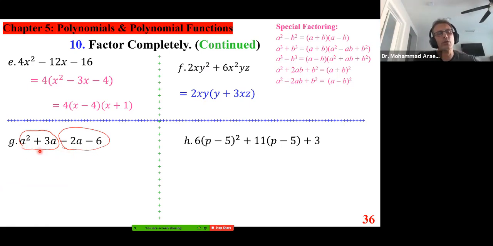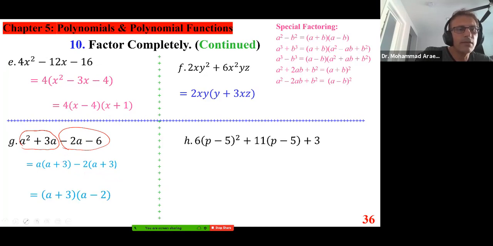Remember what you want to do. You want to do the same thing here such that you get a common factor. So you can take out 2, or better yet, -2. Because if you take out -2, it gives you the same common factor of A plus 3. So how do you finish the job? You write A plus 3, and then whatever is left, including its sign. Notice, from here we have A.